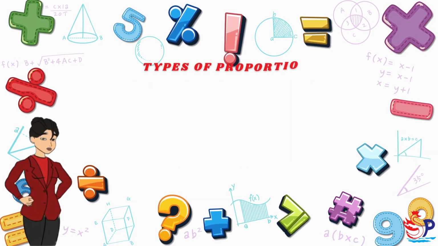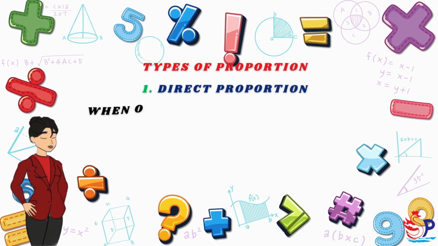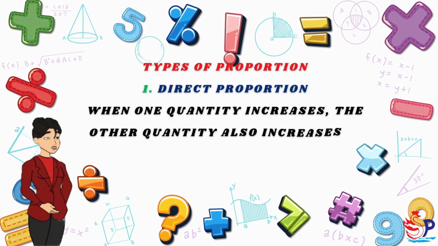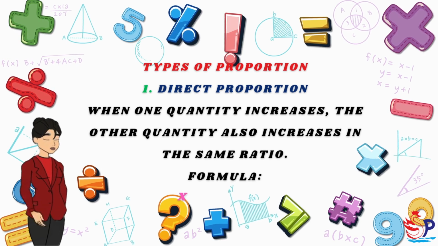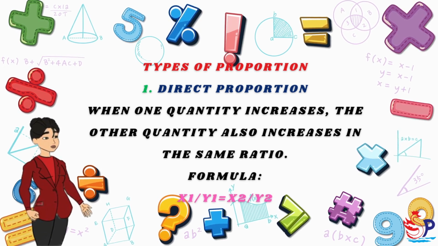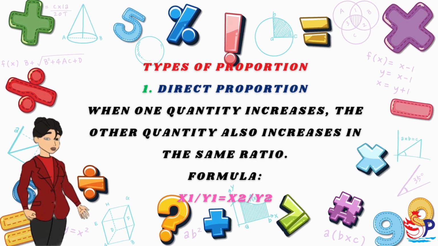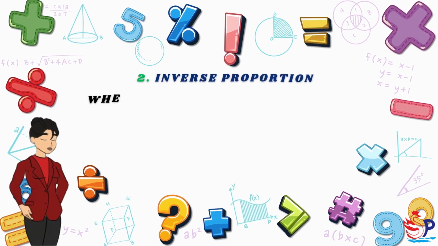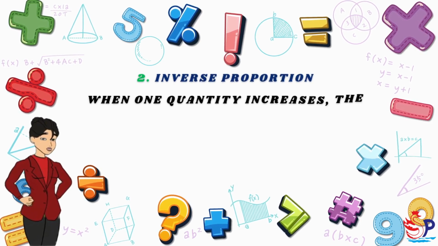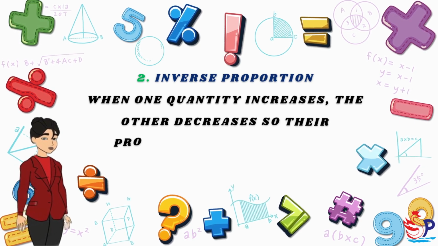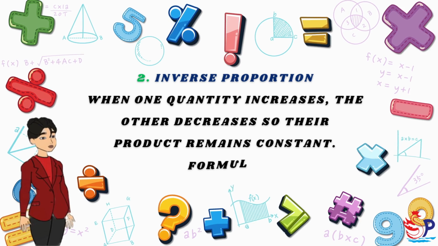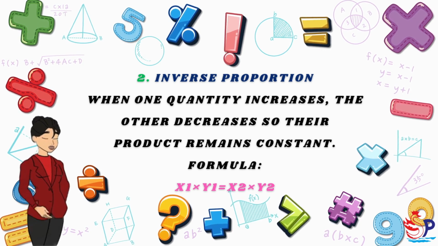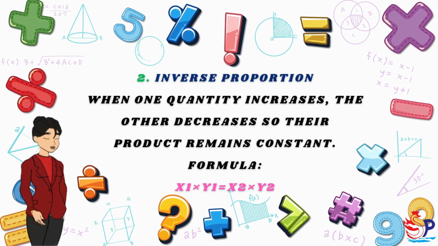Types of proportion. First, direct proportion. When one quantity increases, the other quantity also increases in the same ratio. Formula: x1 by y1 is equal to x2 by y2. Second, inverse proportion. When one quantity increases, the other decreases so their product remains constant. Formula: x1 multiplied by y1 is equal to x2 multiplied by y2.